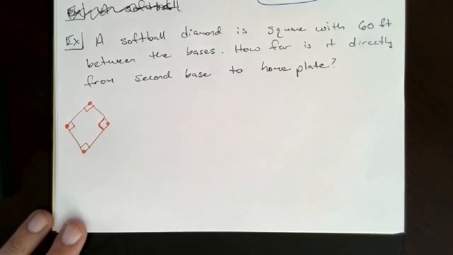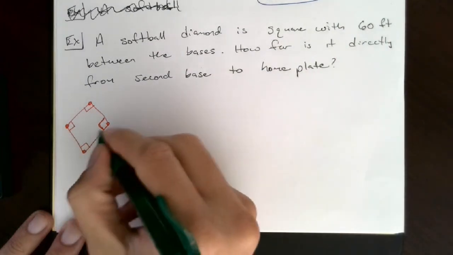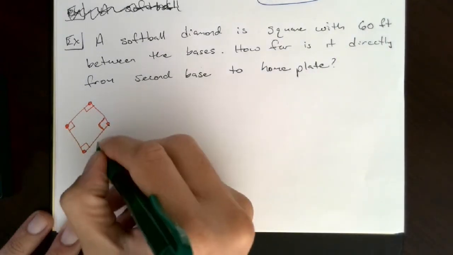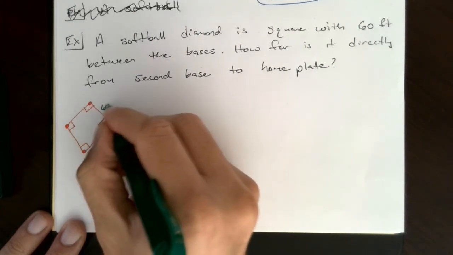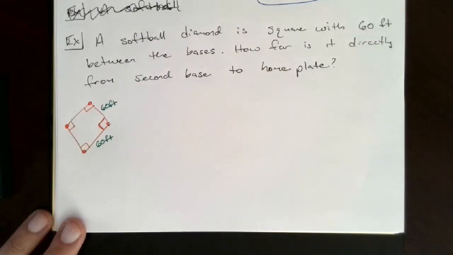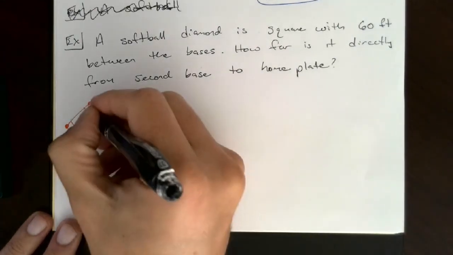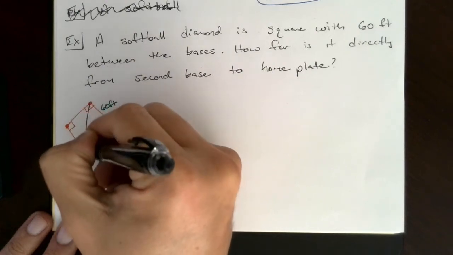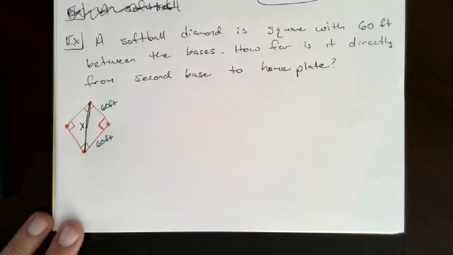And they're telling you, just drawing this out, that it's a square with 60 feet between the bases. So this is home plate to first base. That's 60 feet. From first base to second base, it's 60 feet, and so on. It's a square, so it's all going to be 60 feet. They're asking us to find how far it is directly from second base to home plate. Here's second base, this is home plate. So they're really asking us to find this distance here. I'll label that x. That's the distance from second base to home plate.